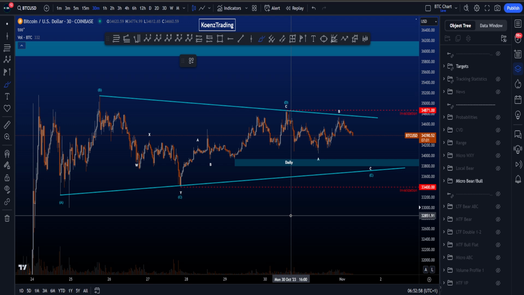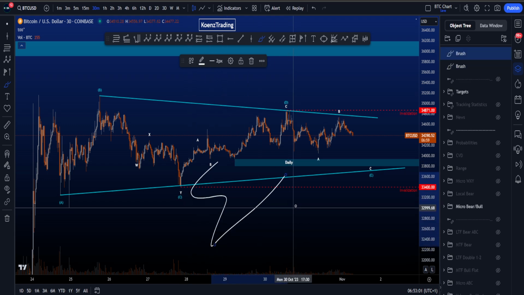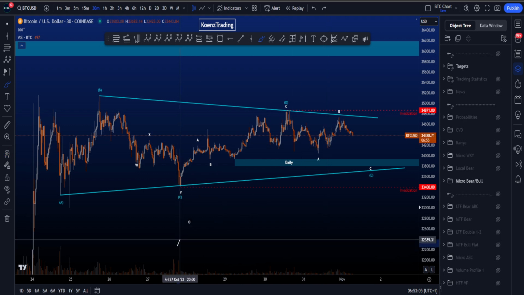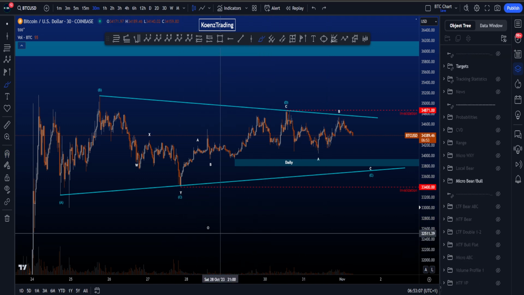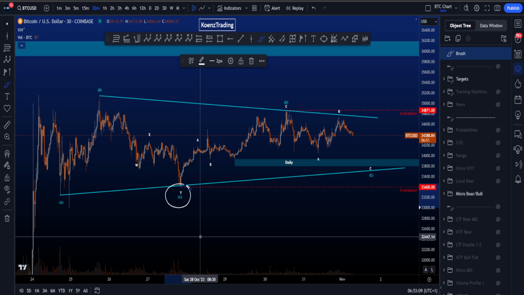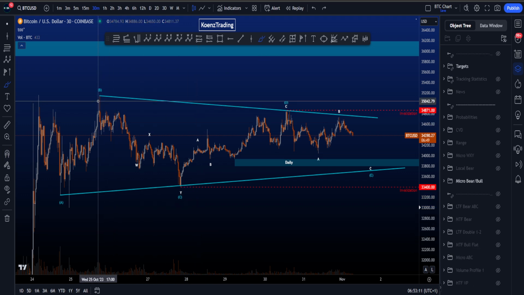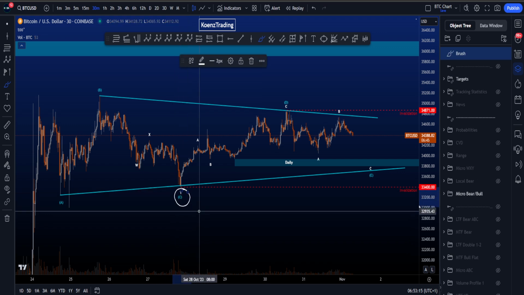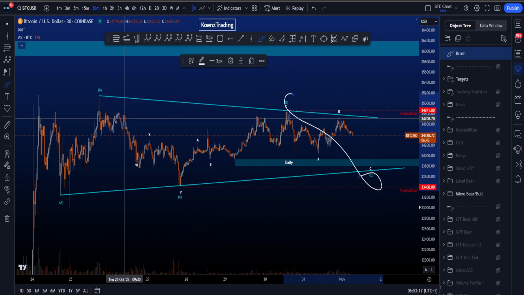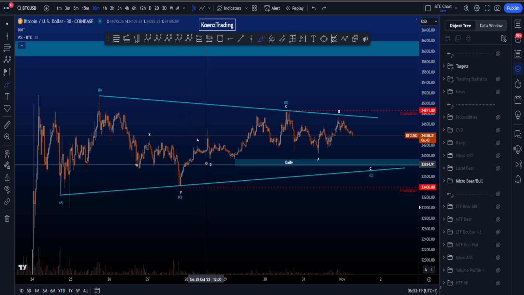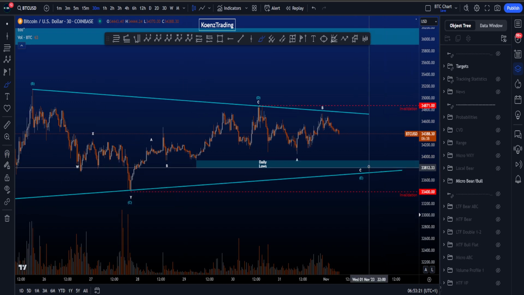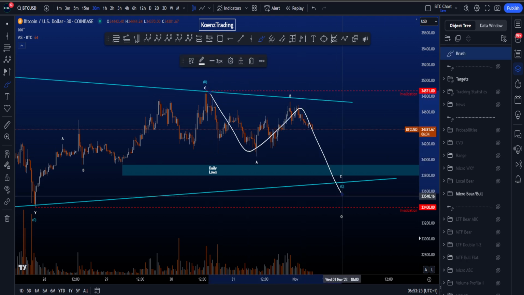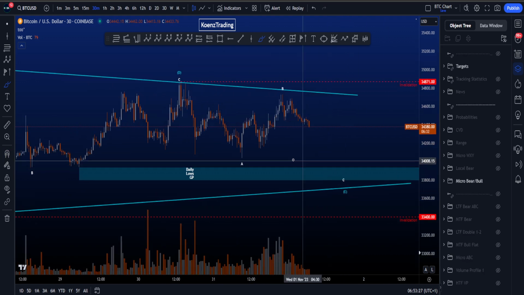Now, a rule that is important in triangles is that 4 out of the 5 waves have to be simple zigzags, and a simple zigzag is a 5-3-5 wave structure. Now you can see that wave C is a complex zigzag structure in a WXY double zigzag. So because wave C is already complex, wave D, E, but also A and B have to be simple structures. And that is why in the final wave, wave E, we're then looking for an ABC 5-3-5 simple zigzag.